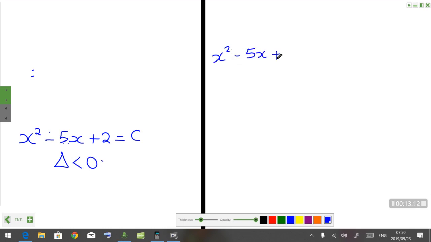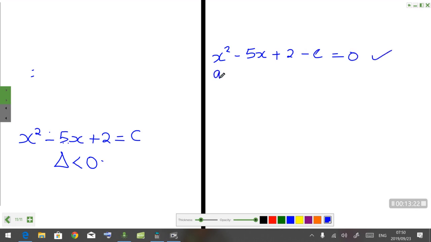We have x squared minus 5x plus 2 equals to what? C. Let's quickly check something here. If it has no real root, we are simply saying our discriminant must be less than what? 0. So what we do here is make this a standard form. So x squared minus 5x plus 2 minus C equals to 0. Standard form. You get a mark for that.